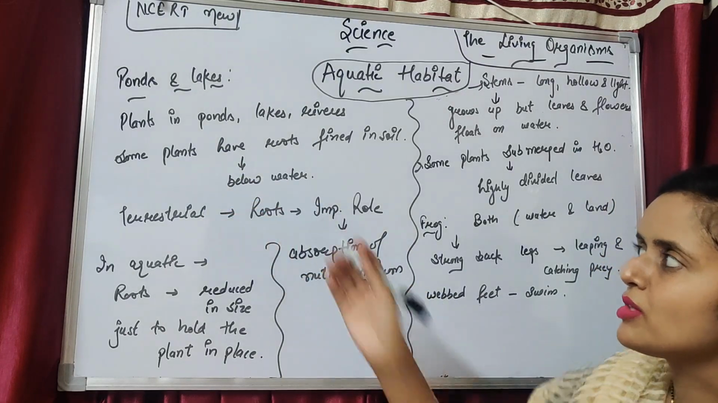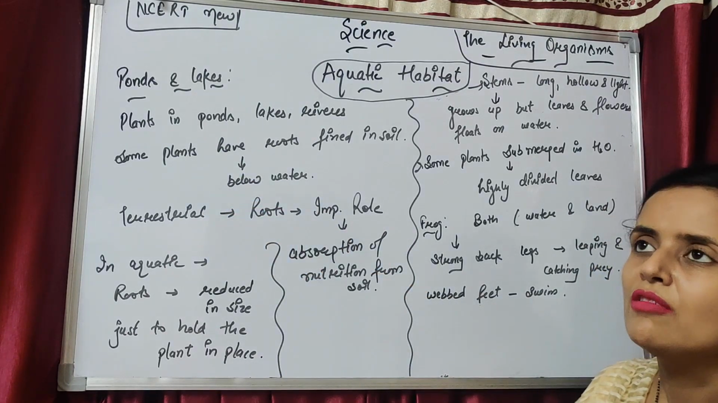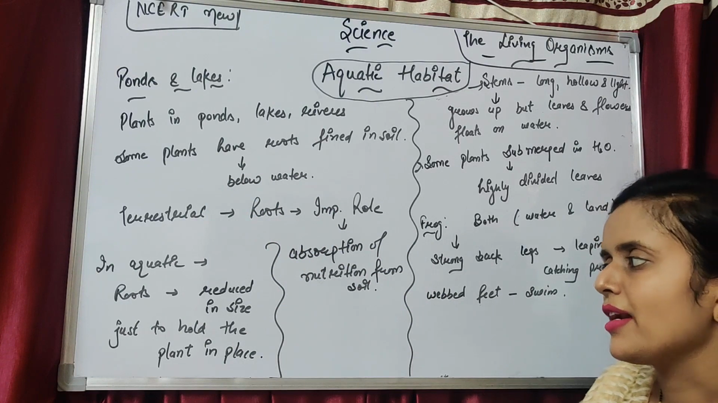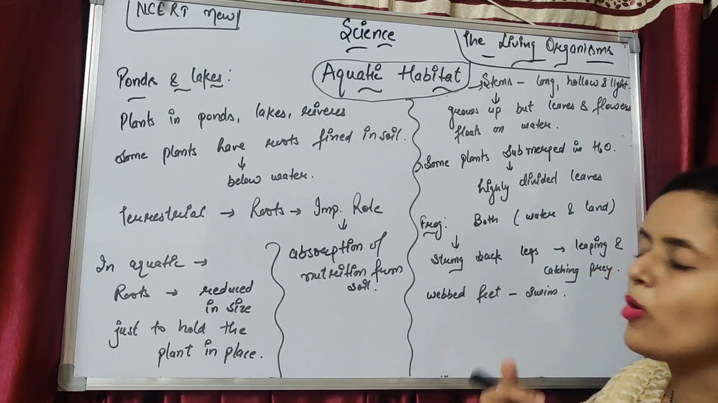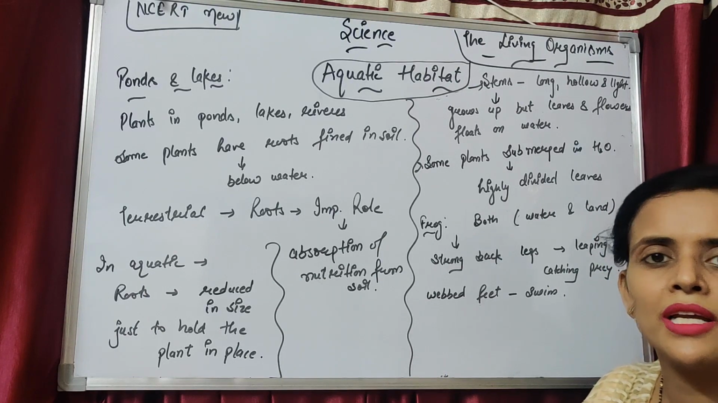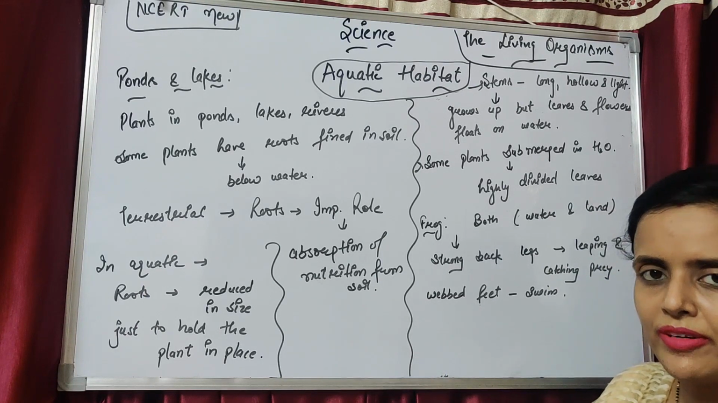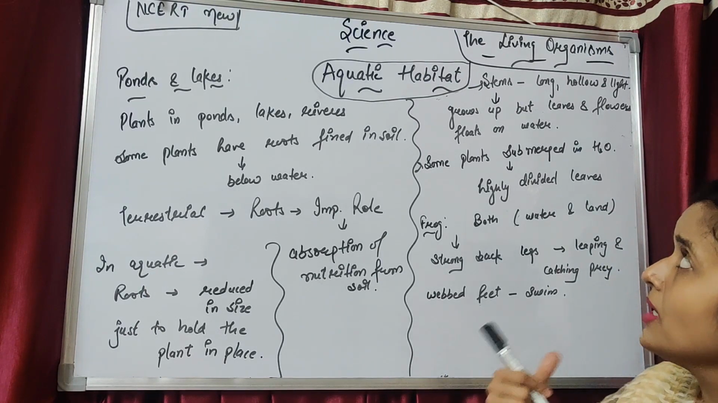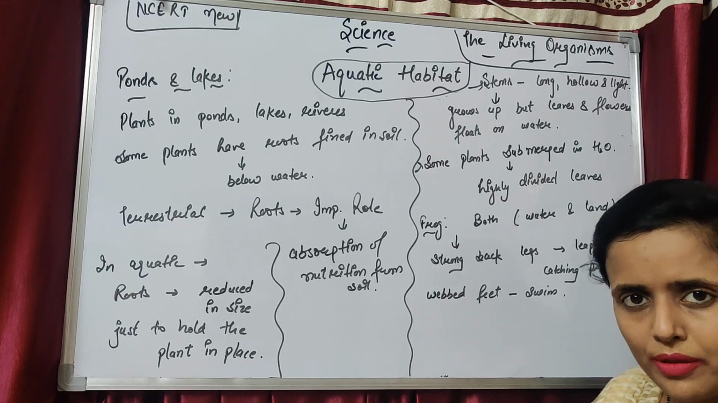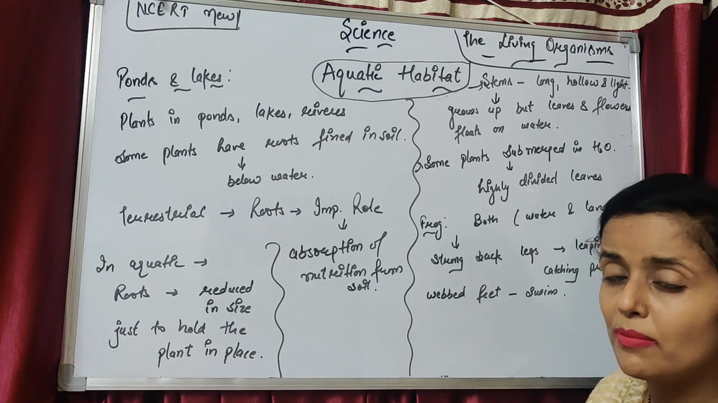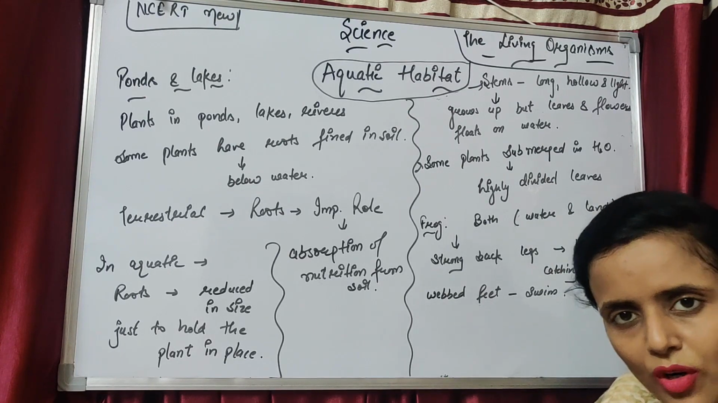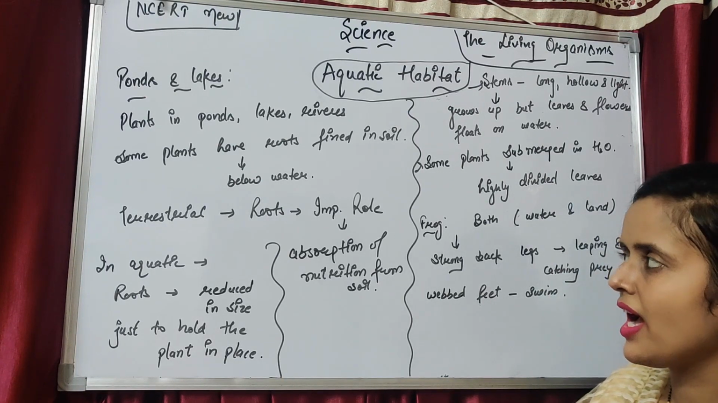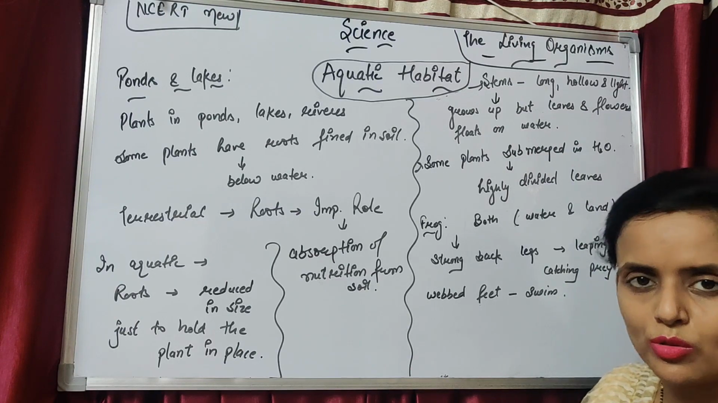Plants in ponds have small roots fixed inside the water, reduced in size just to hold the plant in place. Frogs have strong back legs that help in leaping and catching prey. Webbed feet help them swim on the water. Stems grow on the surface of the water, but flowers and leaves always float on the water. Some plants are submerged in water and have highly divided leaves so that water can easily pass through them.